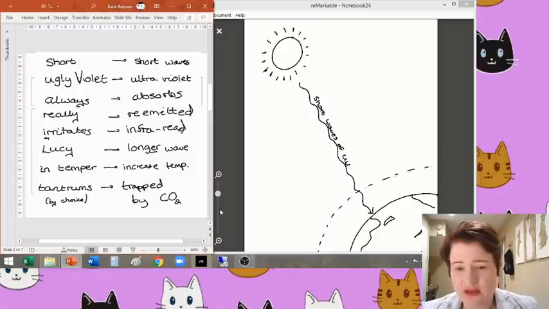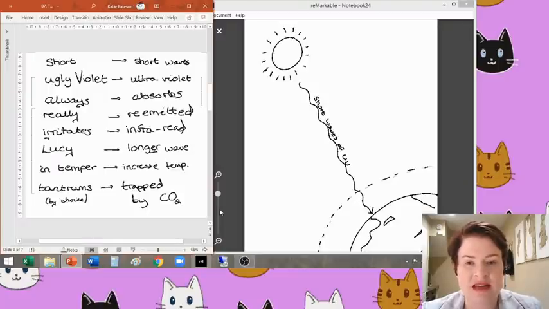Now, within our atmosphere, there are all sorts of different particles. We know that. We've talked about the composition of the atmosphere. And obviously, there's the Earth itself. So some of that radiation, some of the energy from that radiation, is absorbed.